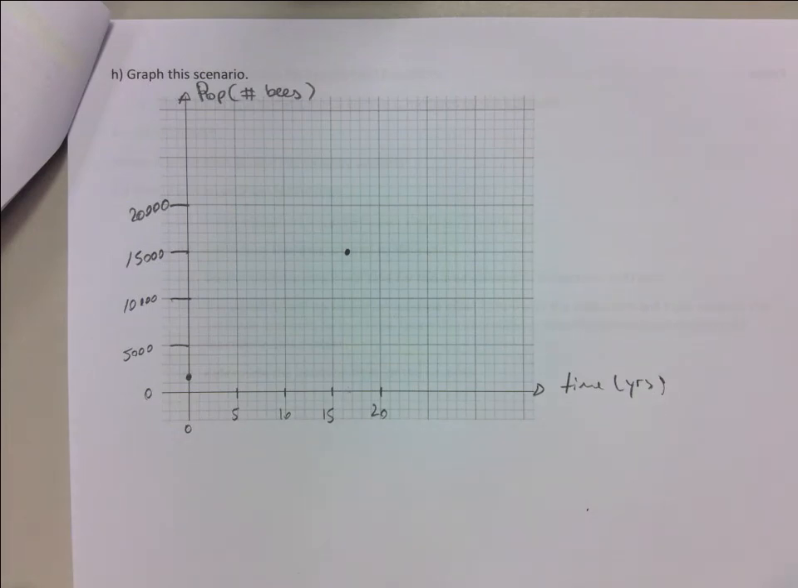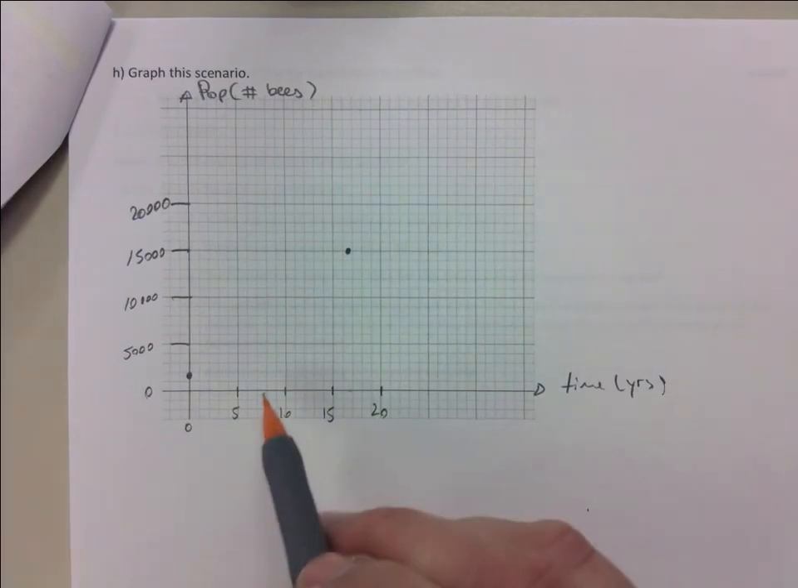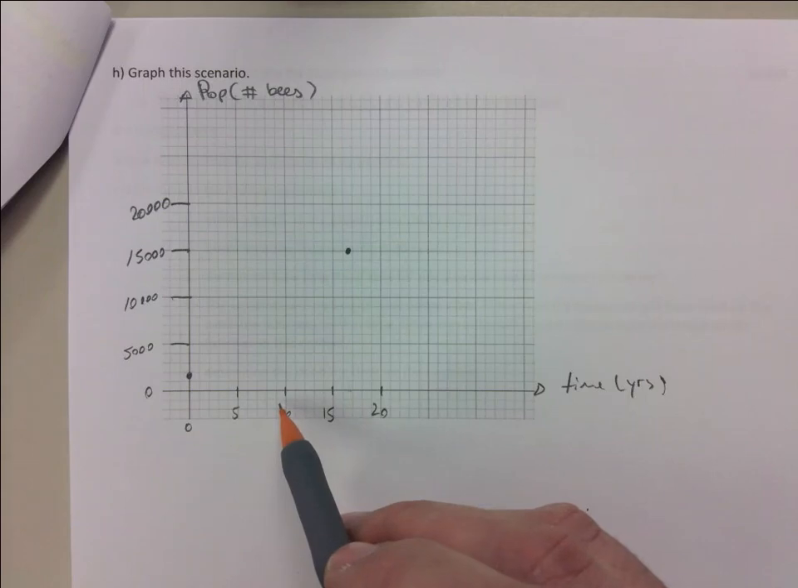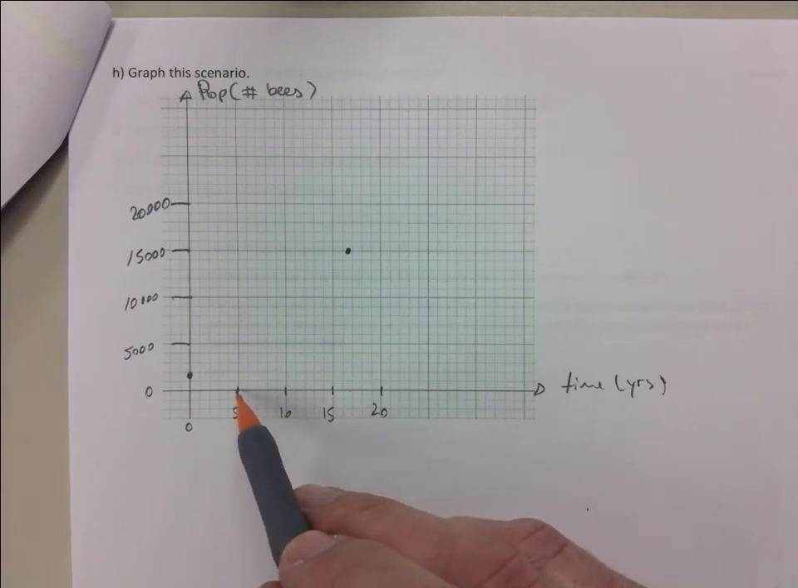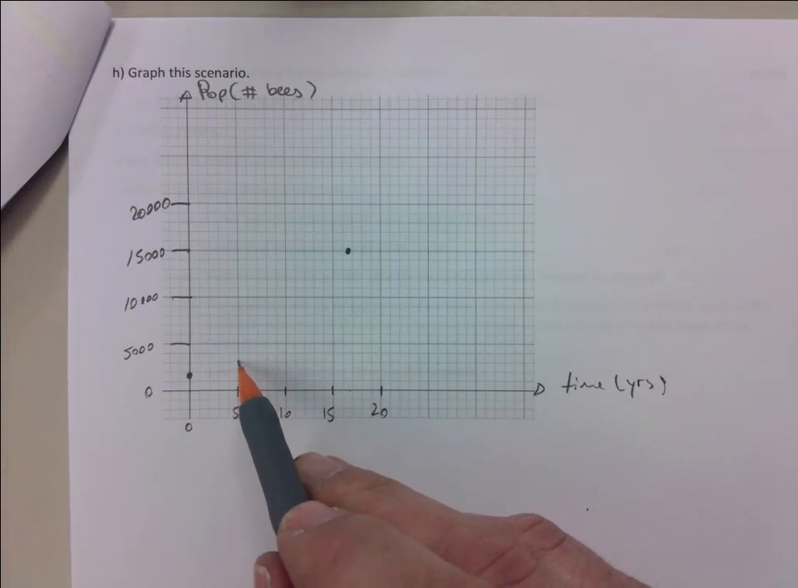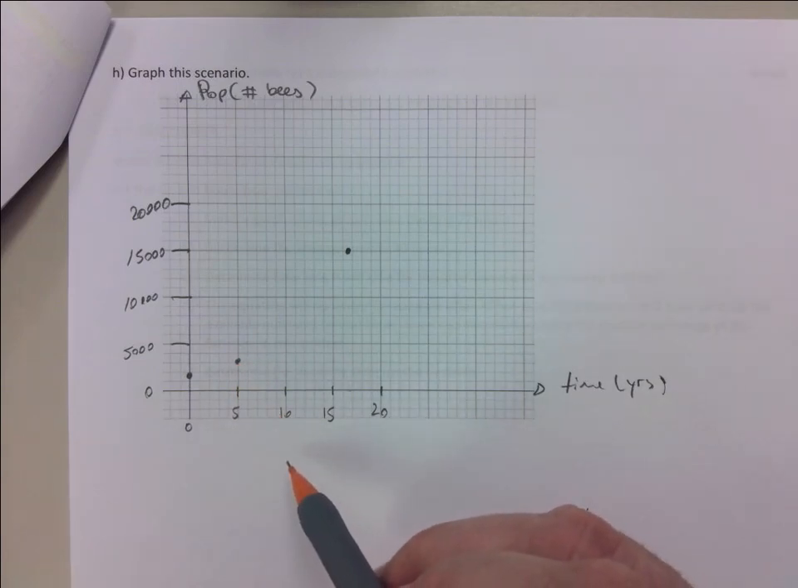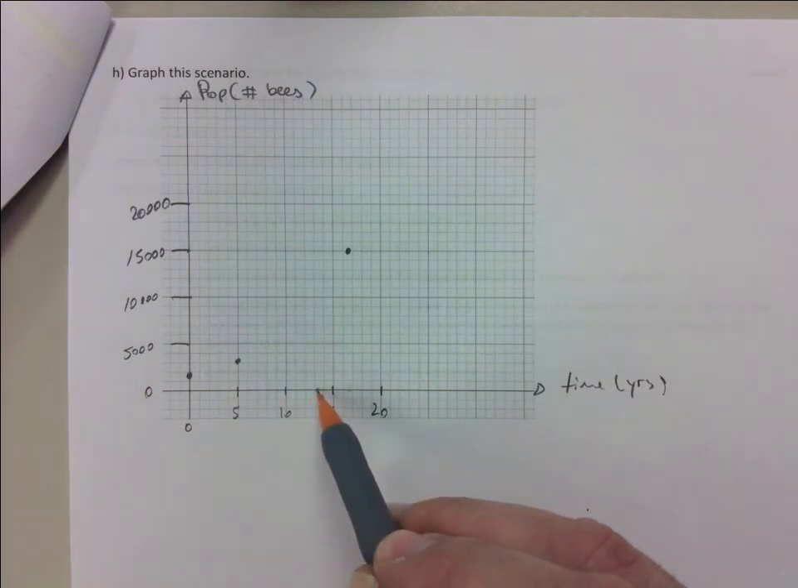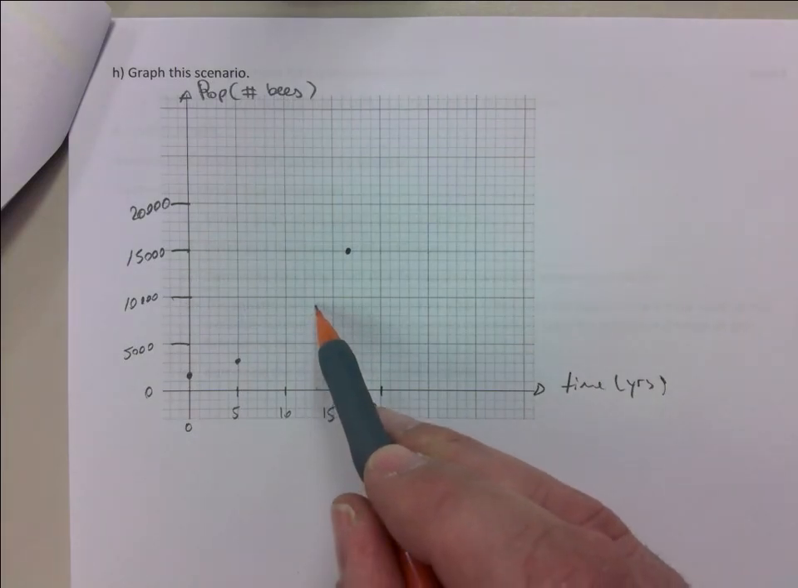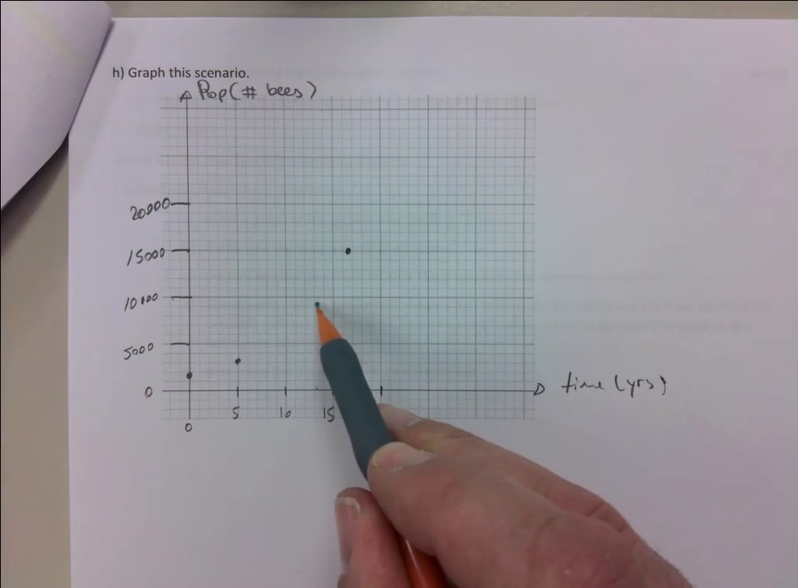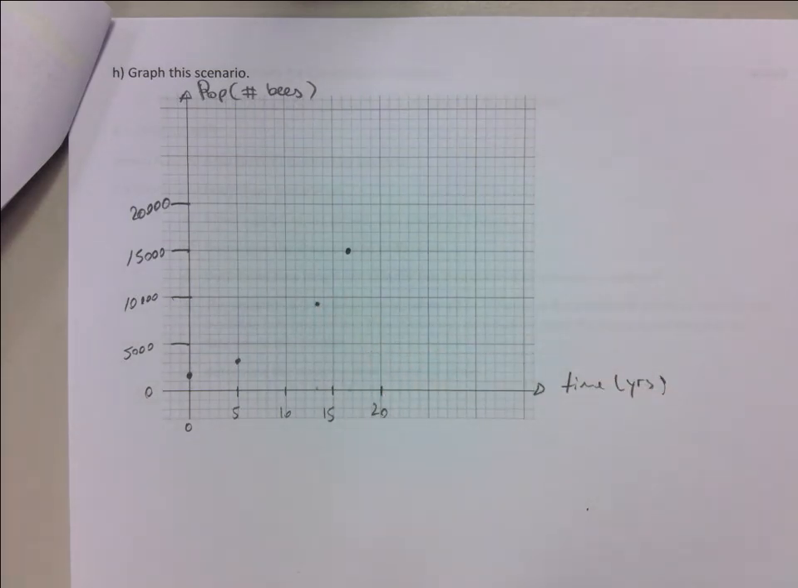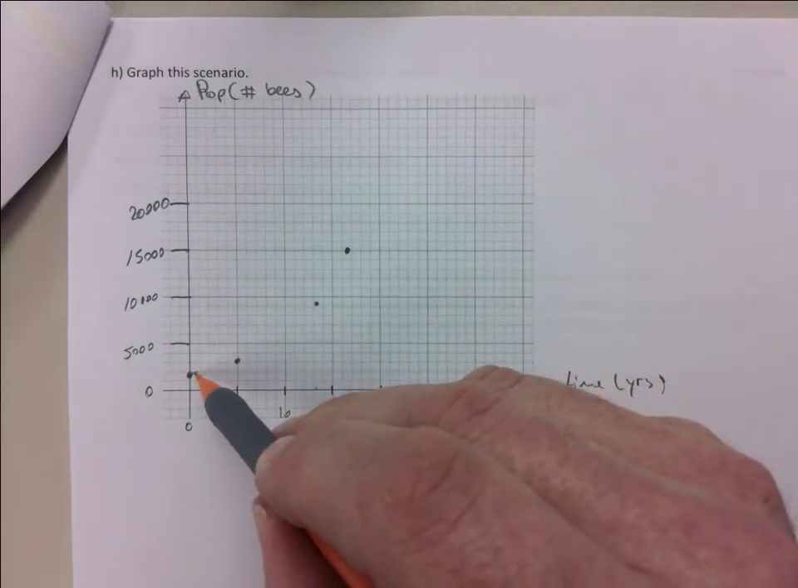I would like one more point, at the very least. Do we have a point we can borrow from our previous work at all? I see 5, yeah, 5, 3,000, right? Right about there. Can I borrow another one? Wasn't it question E? At 13 years, I'm at 9,250. Hey, you go get these points if you need to. And let's connect the dots.